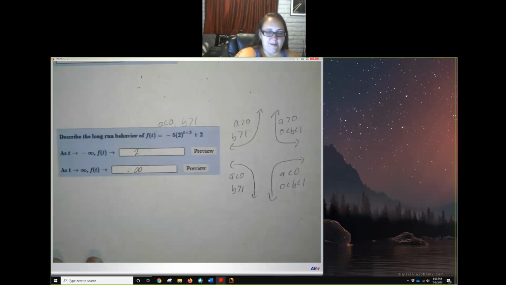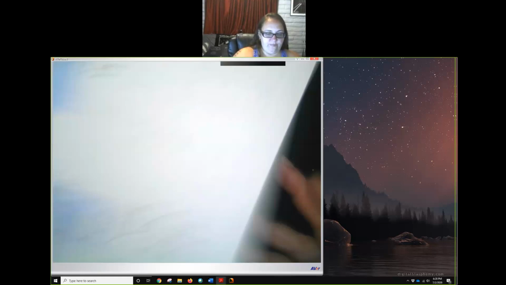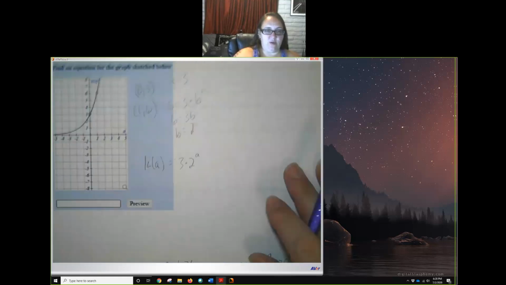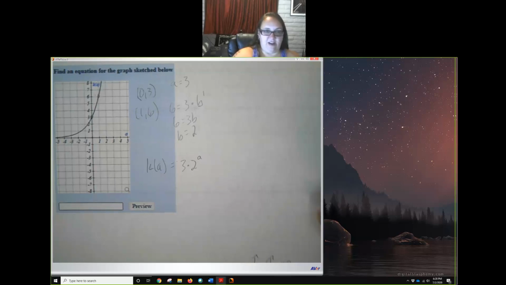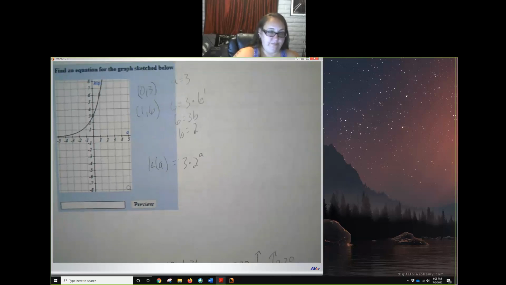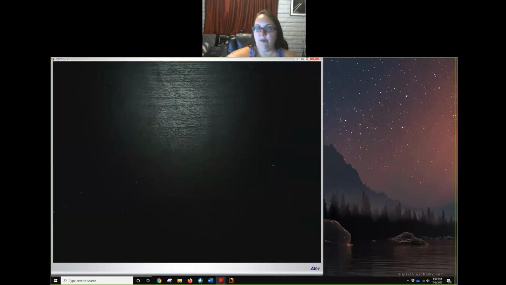So the thing that I like about this section in particular is that if you wanted to, you could solve every single one of these, except for the last one. You could solve every single one of these using that stat function in your calculator and just let it find all the equations for you, which I think makes life easier. But that's just me.